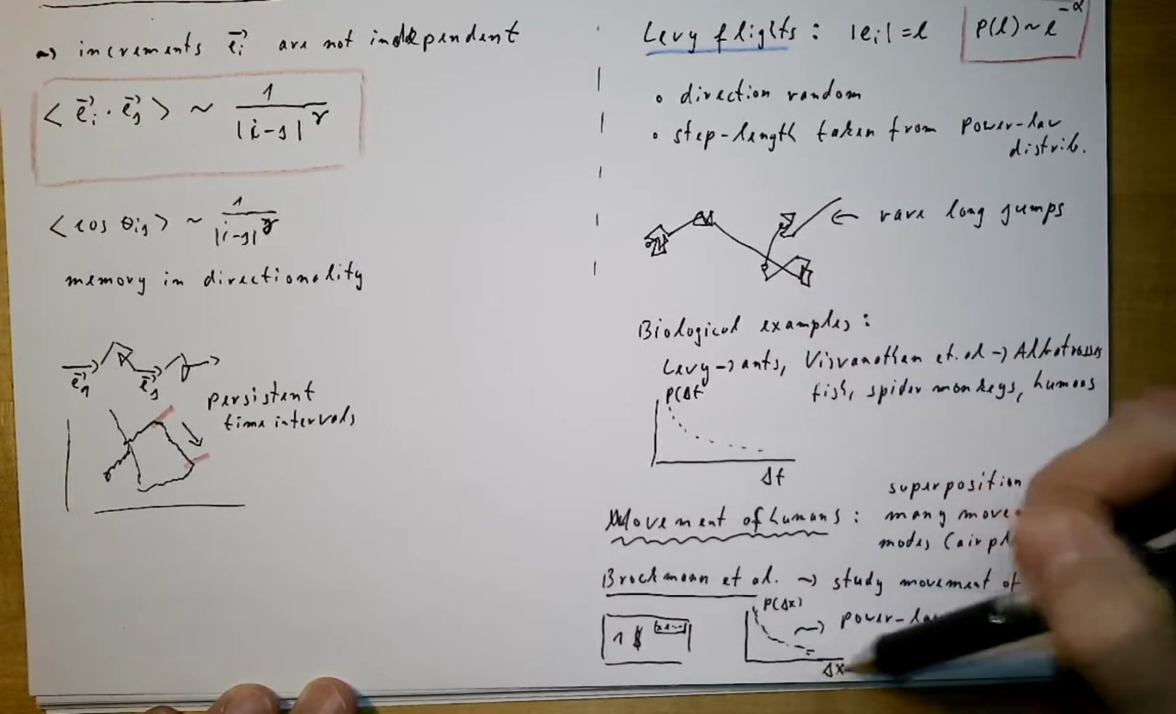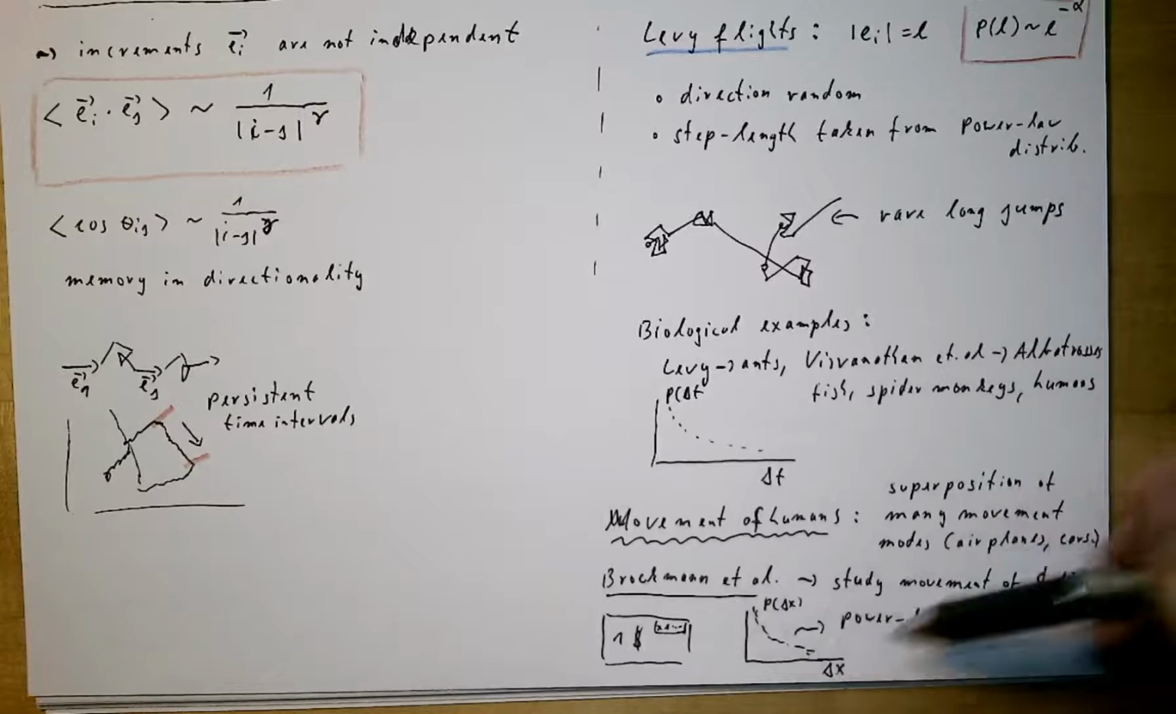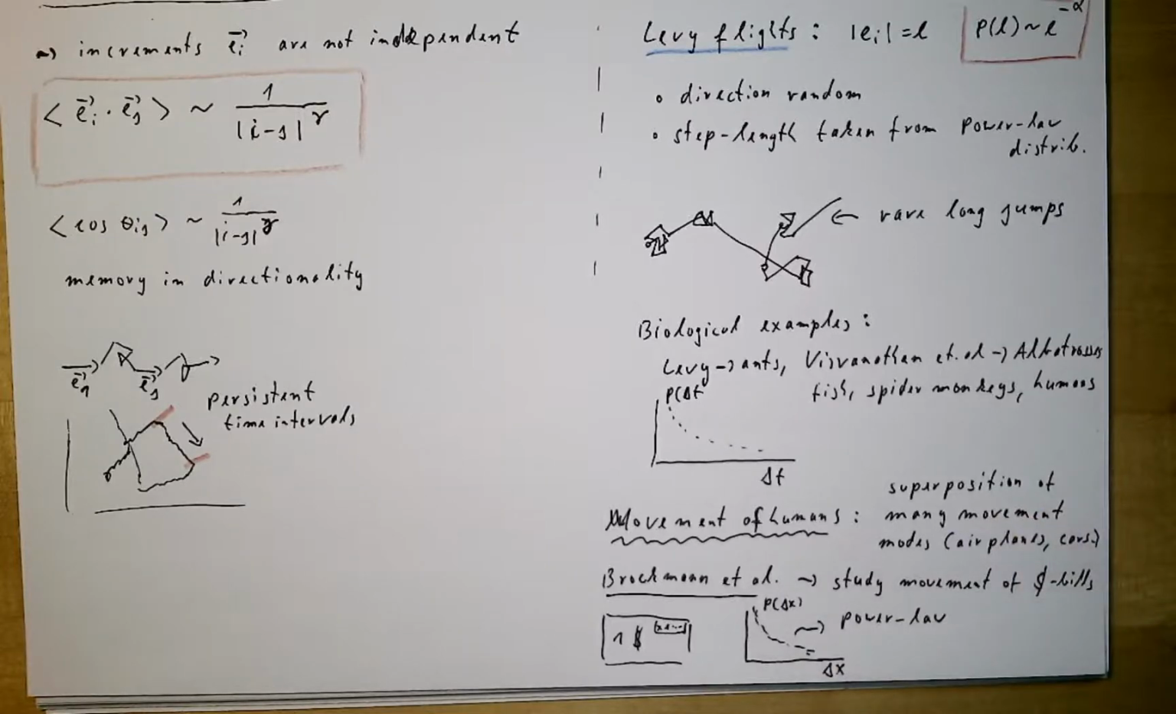There's a lot more to this story about the movements of people, and nowadays with the mobile phone data and so on, this is much better analysis. This opened a whole new research field to analyze the movement of humans, and that's interesting for all kinds of aspects, from infectious diseases to economy and so on and so forth.